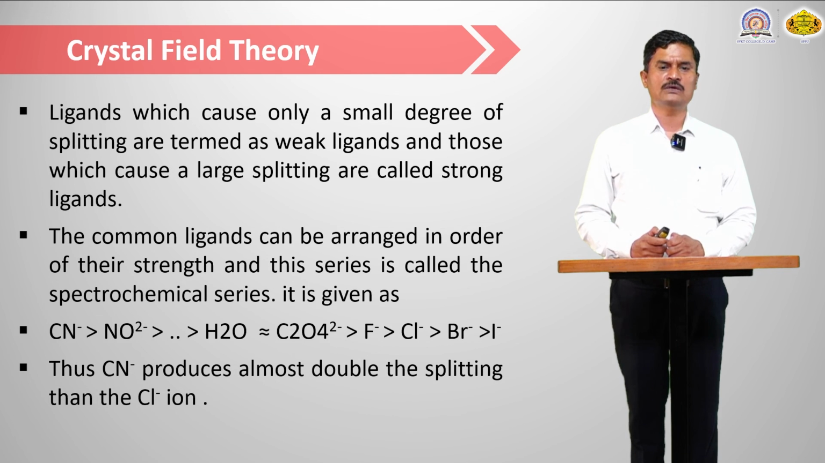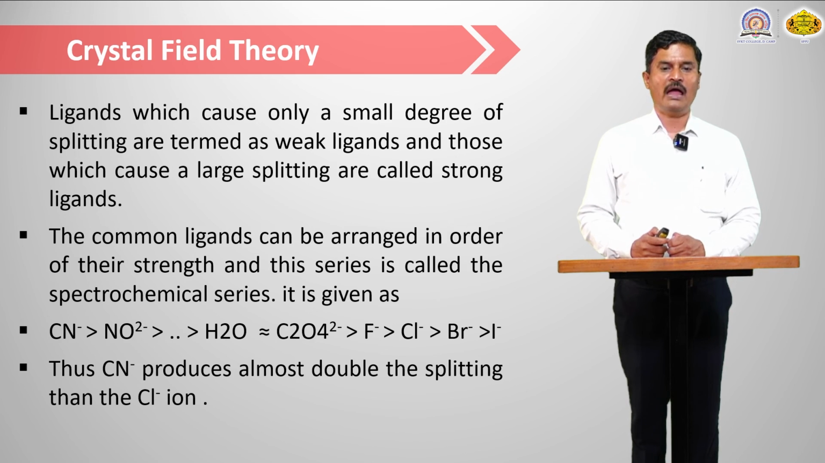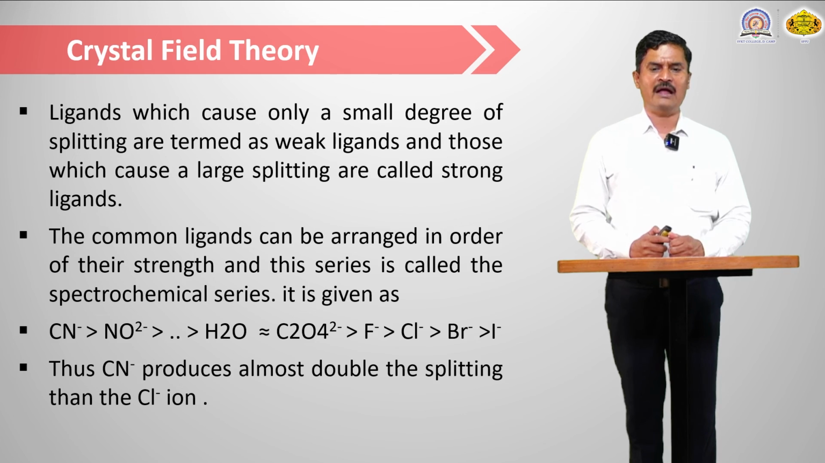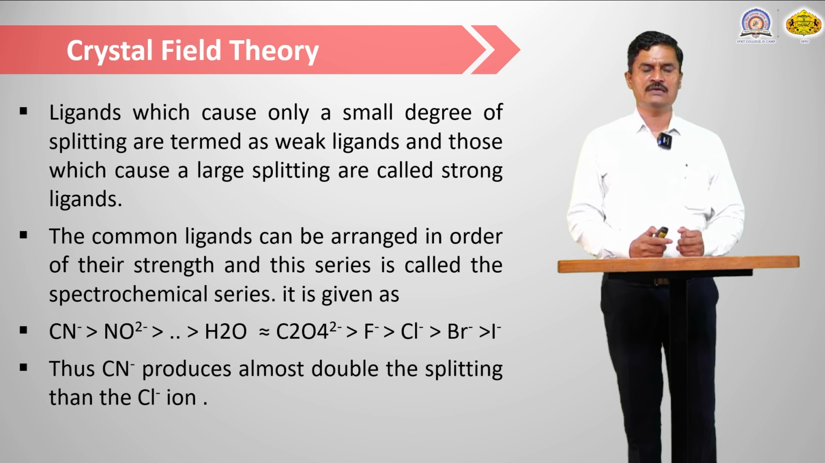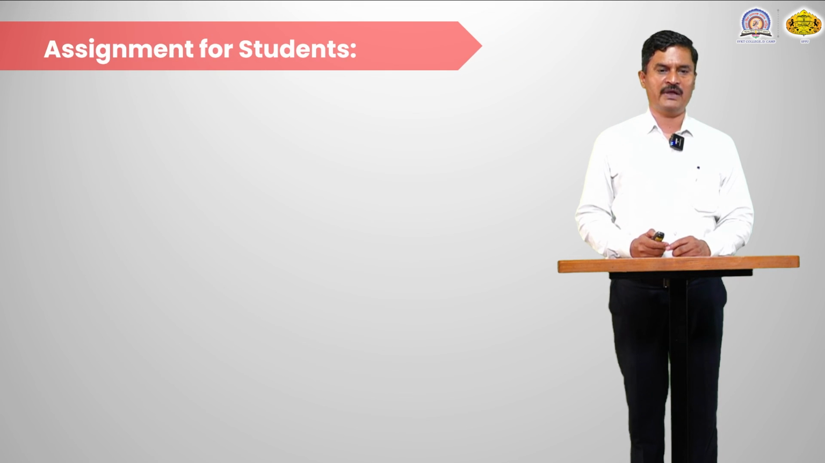Ligands which cause only a small degree of splitting are termed weak ligands. If the splitting is small, the 10Dq value is small, and that is known as a weak ligand field. If the splitting is more, the 10Dq value is more, and that is known as a strong ligand. So cyanide and nitrite are very strong ligands, the splitting is more, and that is known as a strong field complex. Iodine, chlorine and bromine are weaker ligands, the splitting is less, and that is known as a weak field complex.